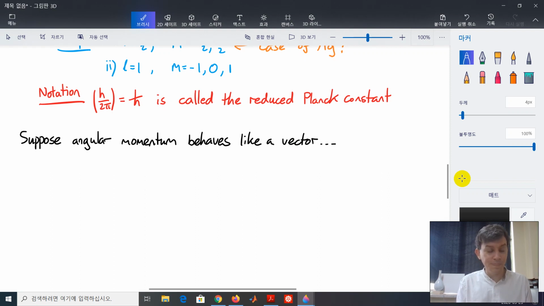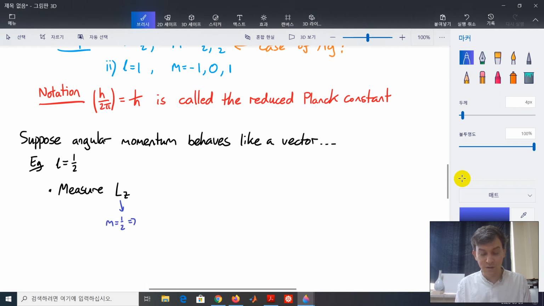Okay, so then what we can do, and we'll take the case where L is a half, is the following experiment. We can use a Stern-Gerlach apparatus to measure Lz. And let's suppose, just for the sake of argument, we get the case M is a half. So in other words, Lz is h bar divided by 2.